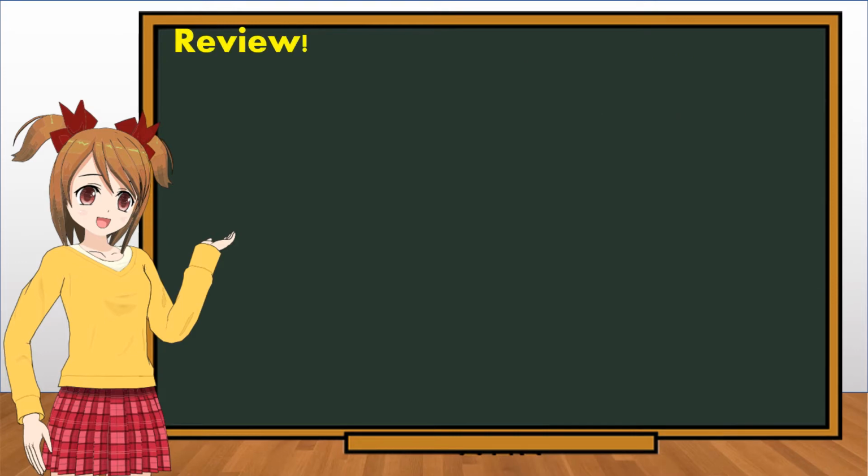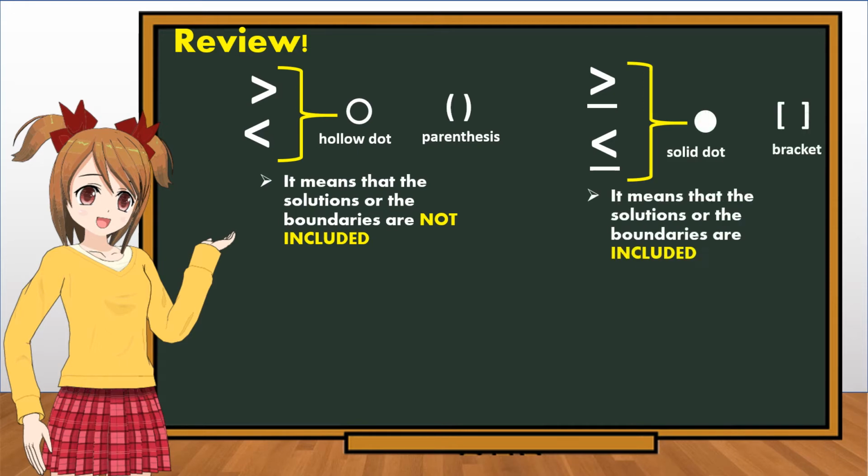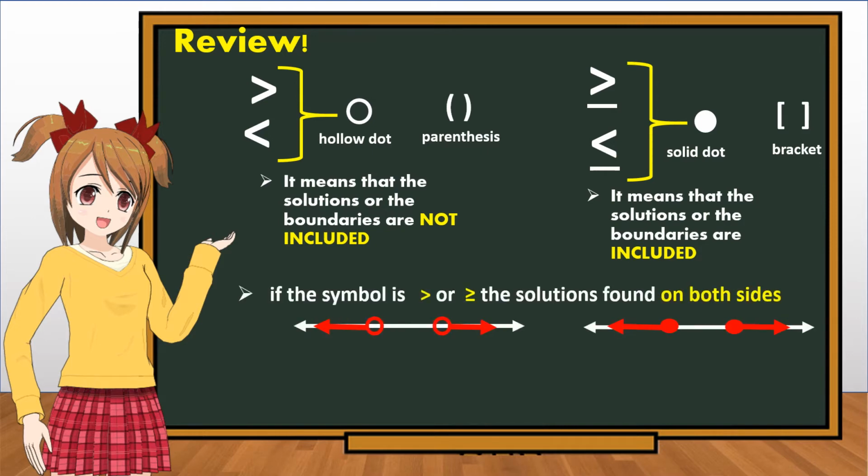Let us review the symbols that we use for inequality. Greater than, less than. For these symbols, we're going to use the hollow dot or parentheses. It means that the solutions or the boundaries are not included. And for the symbols, greater than or equal to, less than or equal to, we're going to use the solid dot or bracket. It means that the solutions or the boundaries are included.